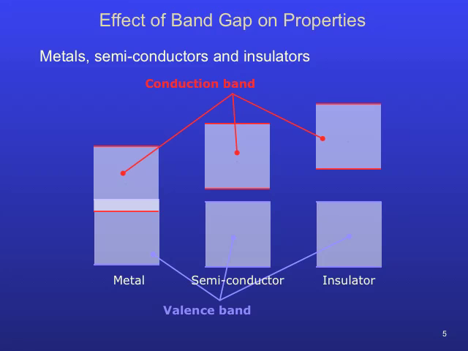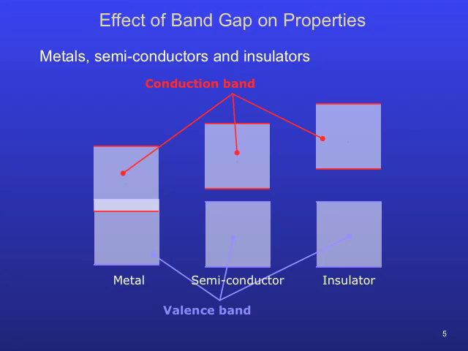Substances are grouped into three general categories based on the size of the band gap. Those substances with overlapping conduction and valence bands, in other words, no band gap, are classified as metals. A zero band gap makes empty orbitals in the conduction band readily available to valence electrons and explains the high conductivity of metals. Semiconductors have a small band gap and are typically used to control current flow in one direction.